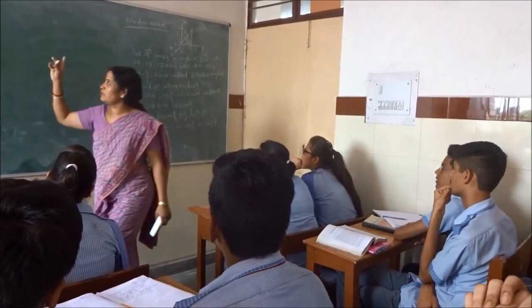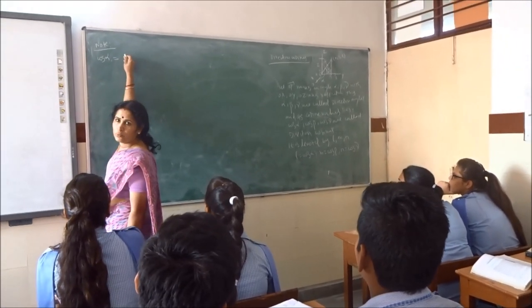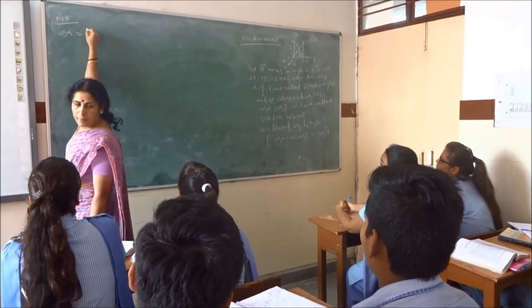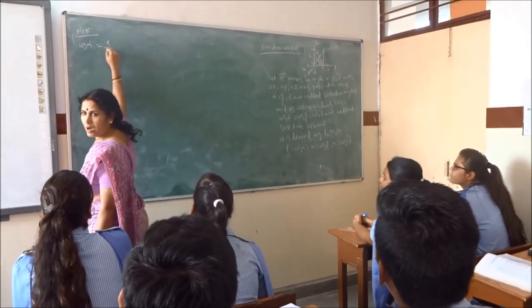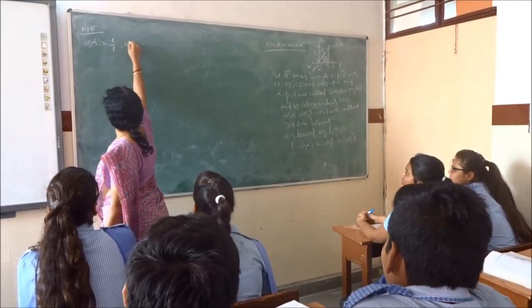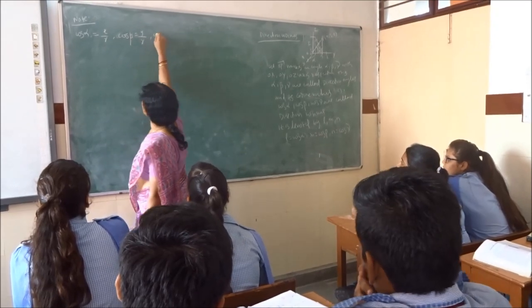From this diagram, I am giving one note. Cos alpha equal to x by r. Clear or not? What about cos beta? y by r. What about cos gamma? z by r.